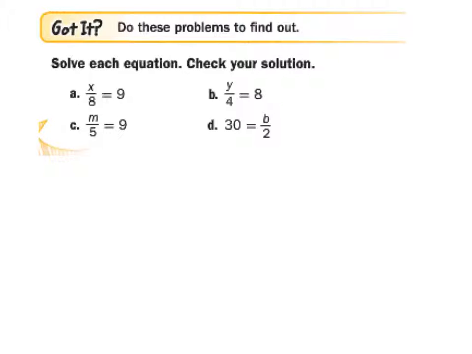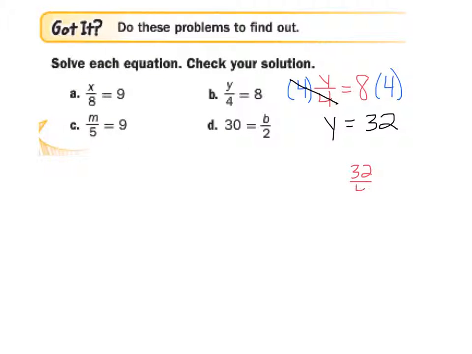So if we take and rewrite it, y over 4 equals 8. The y is attached to the 4 with division, so we're going to multiply by 4 on both sides. The 4's cancel, and all I have left is y, and 8 times 4 is 32. So we can check it. Let's replace the y with 32, divide by 4, and is that 8? Yes, 32 divided by 4 is 8, and 8 is equal to 8. So the correct answer is y equals 32. Let's do d together.